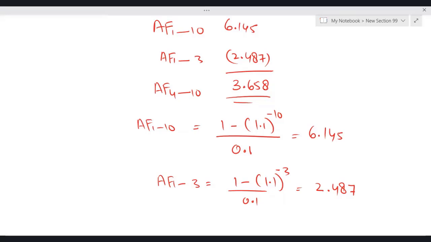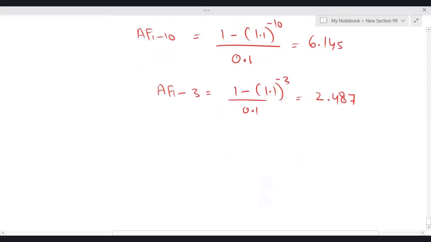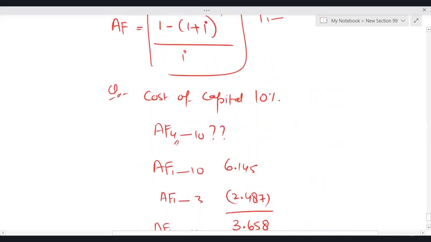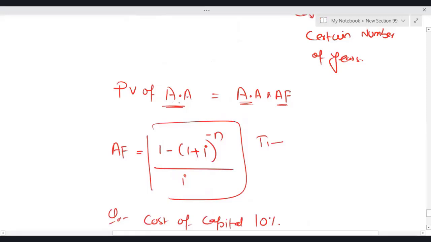So how do we calculate? First, we calculate the annuity factor for the first 10 years and then simply deduct the annuity factor for the first 3 years. Then you will get the required annuity factor. The main concept is that if you have been given an annuity amount, the present value of the annuity amount is equal to the annuity amount into the annuity factor.